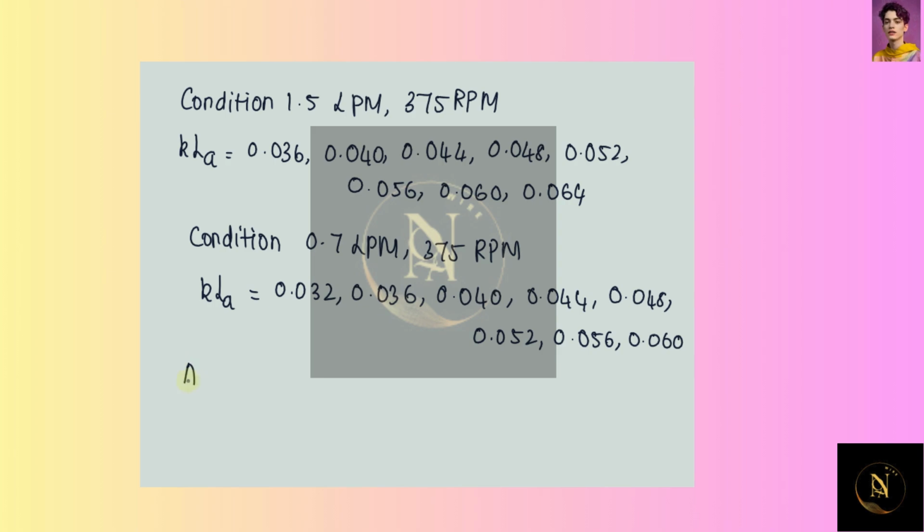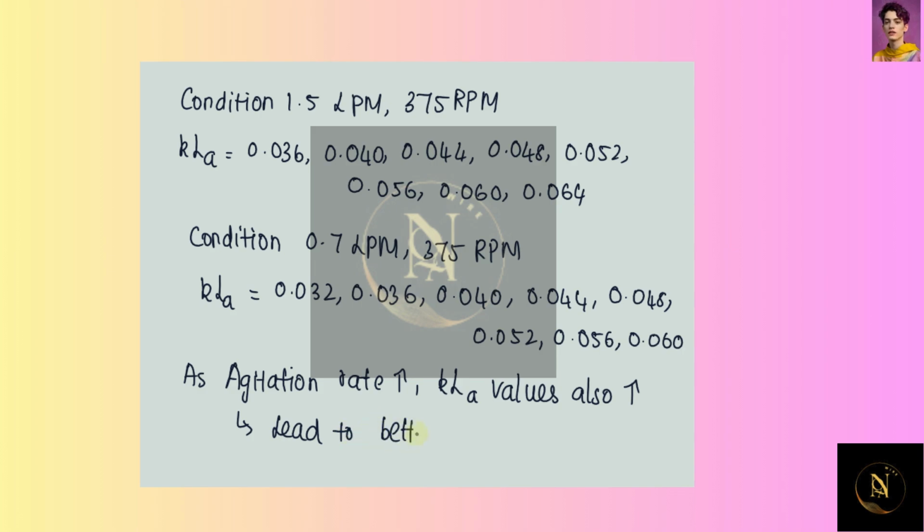We can see that as the agitation rate increases, the KLA values also increase. This indicates that higher agitation rates lead to better oxygen transfer. Also, as the gas flow rate increases, the KLA values also increase, which indicates that higher gas flow rates lead to better oxygen transfer.